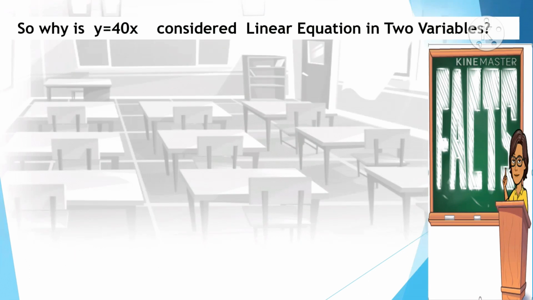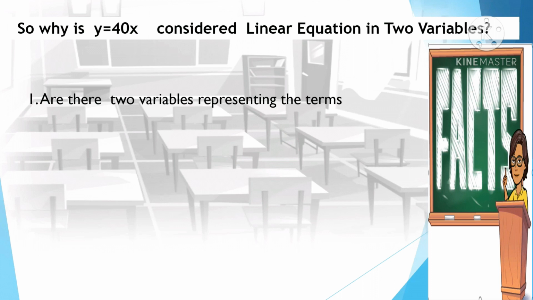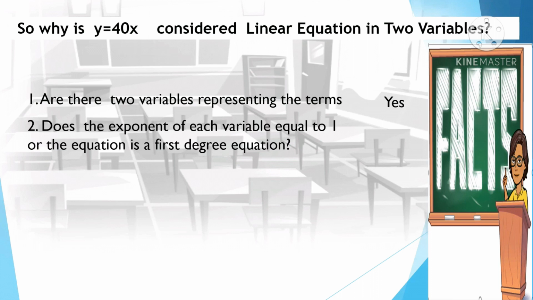So why is y equals 40x considered linear equation in two variables? Now we go back to the conditions. Are there two variables representing the terms? I guess you can see that there are only two variables involved, x and y. So yes, it does satisfy the first condition. Number 2, does the exponent of each variable equal 1, or is the equation a first-degree equation? Notice that the understood exponent of x and y is 1. So yes, it satisfies the second condition.